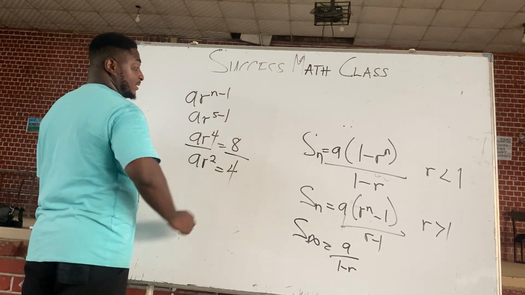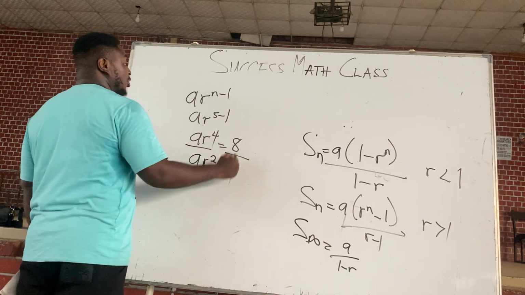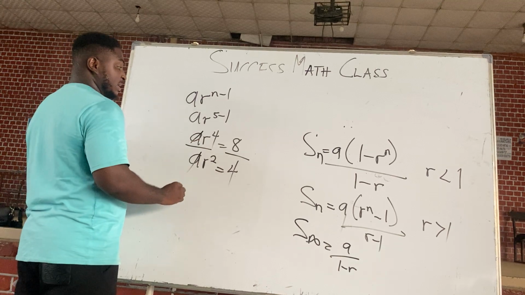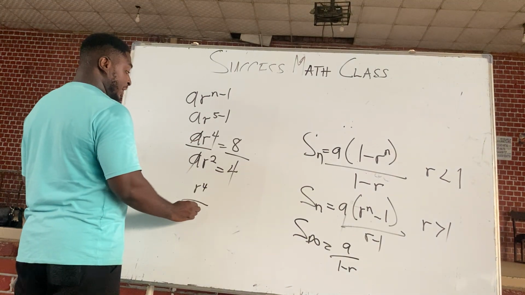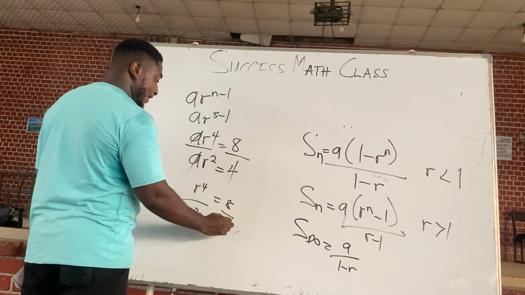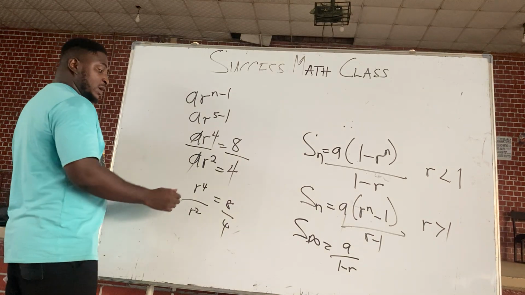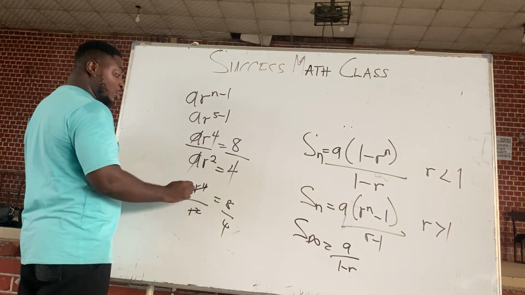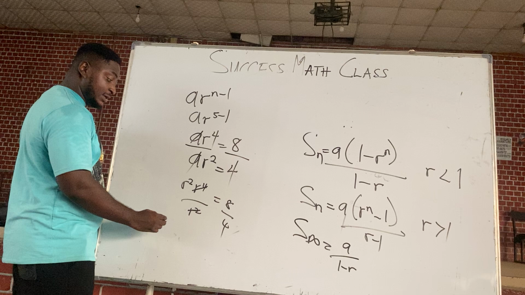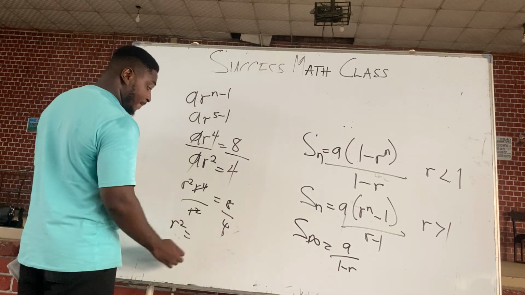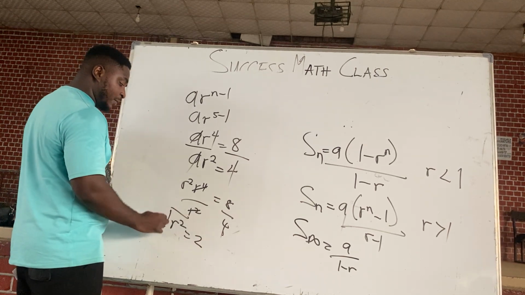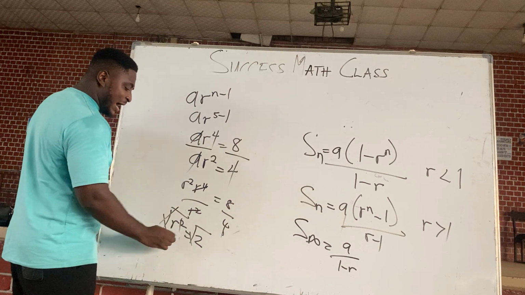Let's divide this by this. Divide equation 1 by equation 2. A cancels A. So we have R raised to power 4 divided by R raised to power 2 equals 8 all over 4. R raised to power 4 divided by R squared, we can cancel R squared. How many R is remaining? Another R squared is remaining, right? So R squared equals 8 divided by 4, which is 2. Find the square root of both sides. So R equals root 2.